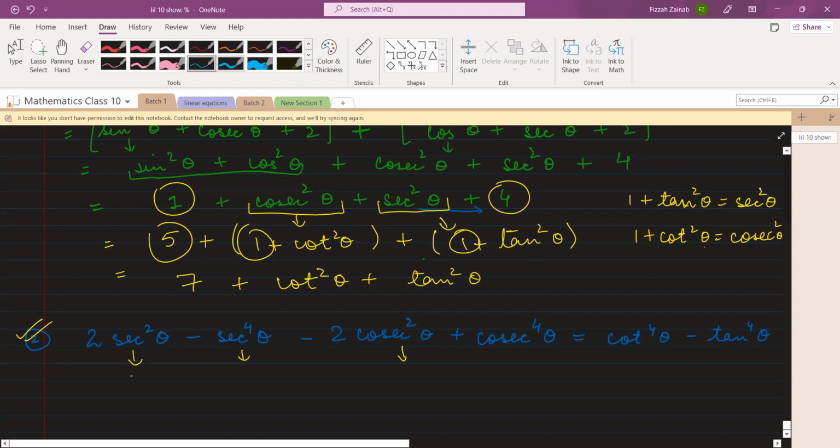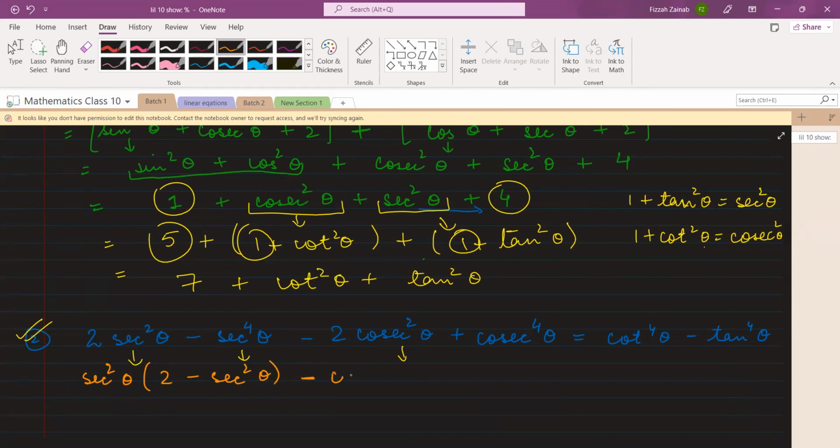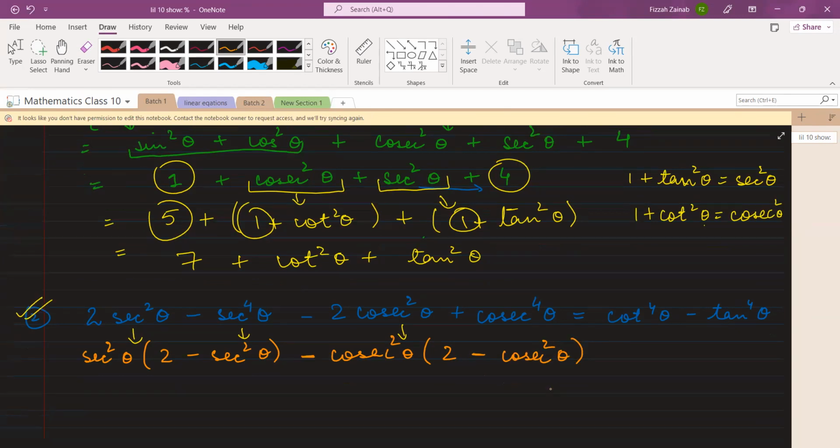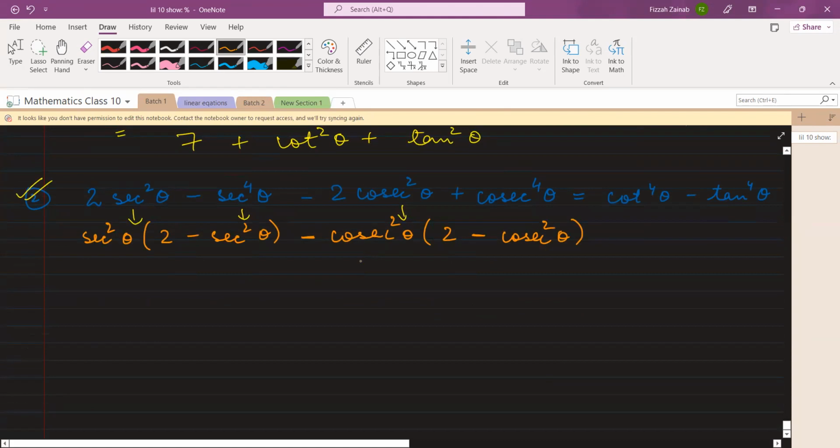Yeah, ma'am. See, first, from the first two terms, you can take sec square theta common, right? So you're left with 2 and then minus cosec square theta. Now be careful with sign. One term is minus and one is plus. So if you're taking minus outside, the first term will be 2 and this one will become minus cosec square theta, because you're taking minus outside. Arshia, is that okay?